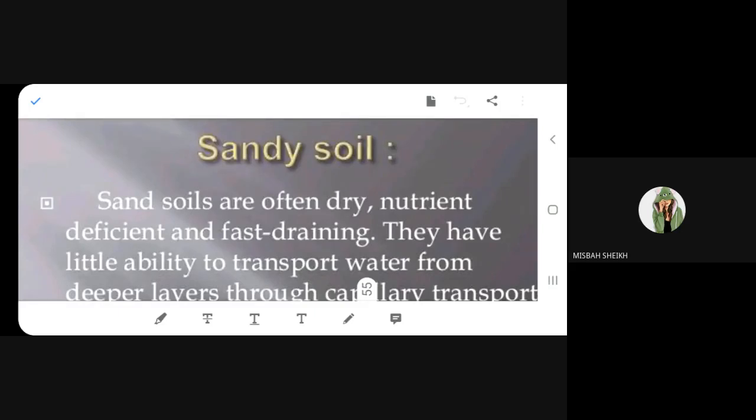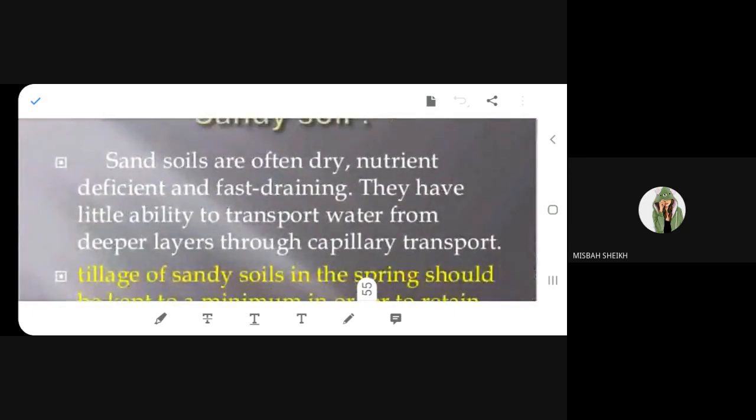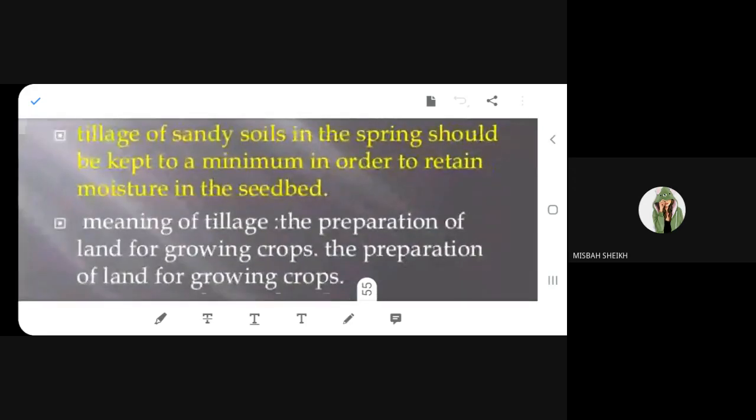Sand soils are often dry, deficient, and fast draining. They have little ability to transport water from deeper layers through capillary transport. Tillage of sandy soils in the spring should be kept to a minimum in order to retain moisture in the seedbed. Meaning of tillage: the preparation of land for growing crops.